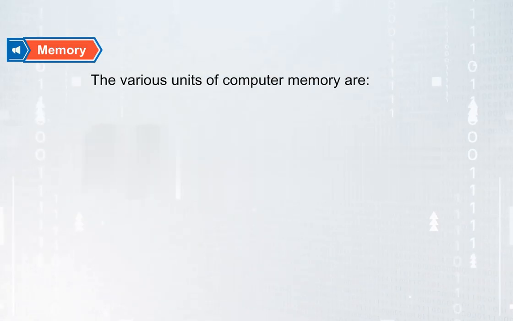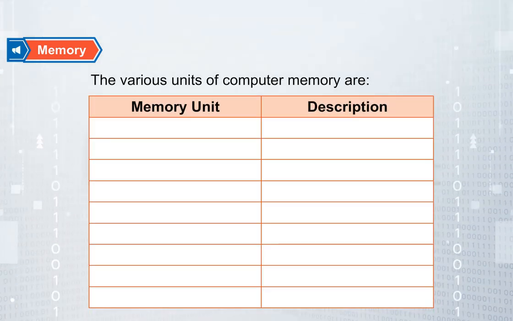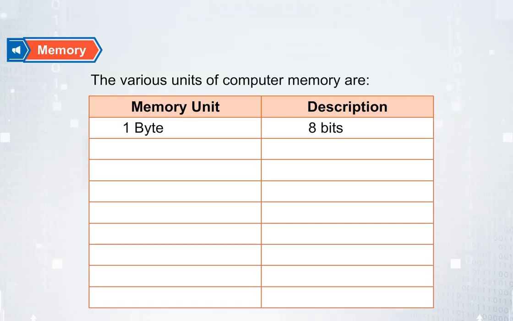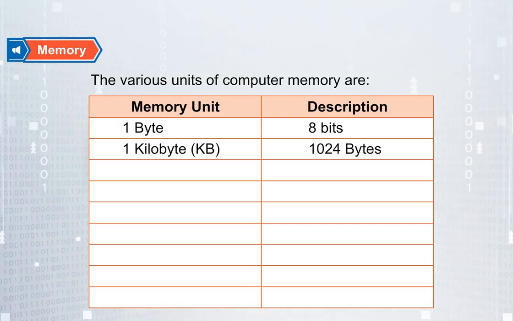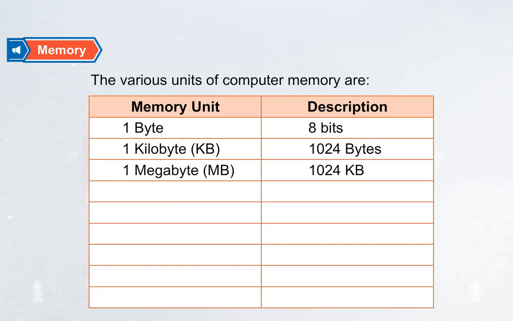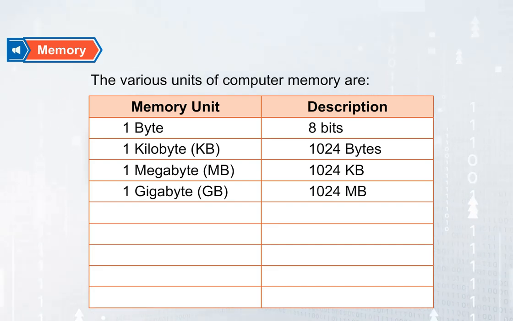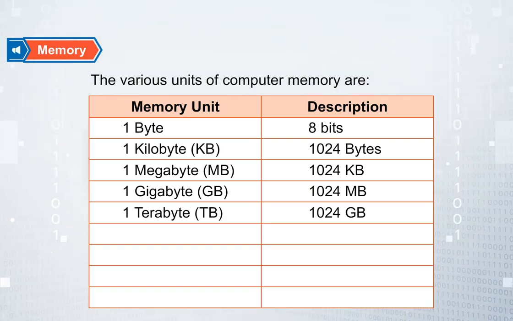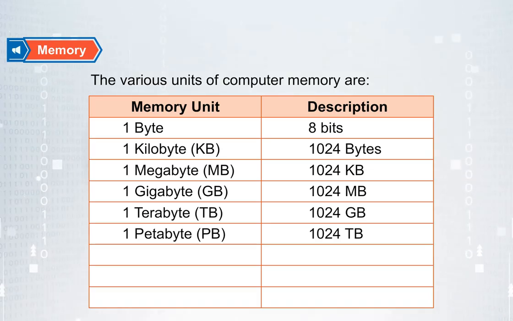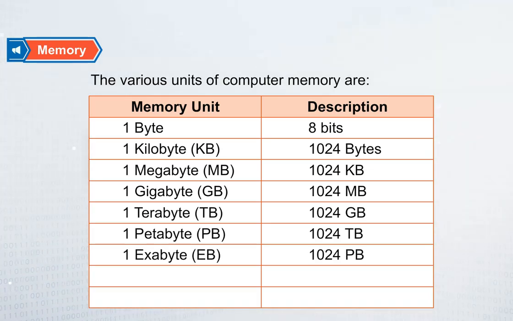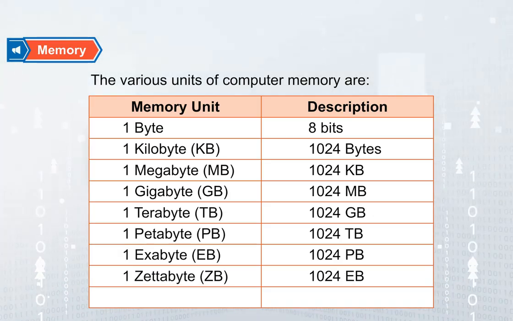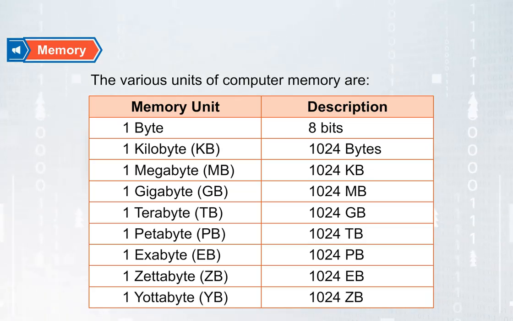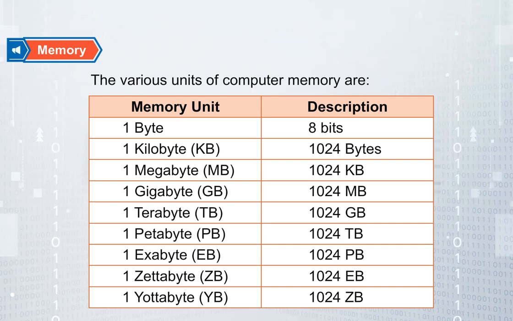The various units of computer memory are: Memory Unit, Description. 1 byte is 8 bits, 1 kilobyte KB is 1024 bytes. 1 megabyte MB is 1024 KB. 1 gigabyte GB is 1024 MB. 1 terabyte TB is 1024 GB. 1 petabyte PB is 1024 TB. 1 exabyte EB is 1024 PB. 1 zettabyte ZB is 1024 EB. 1 yottabyte YB is 1024 ZB.